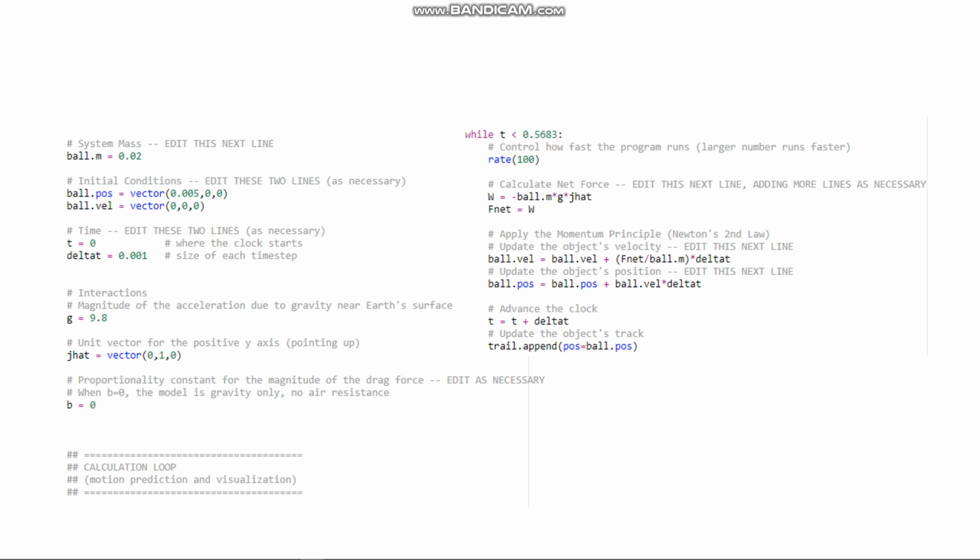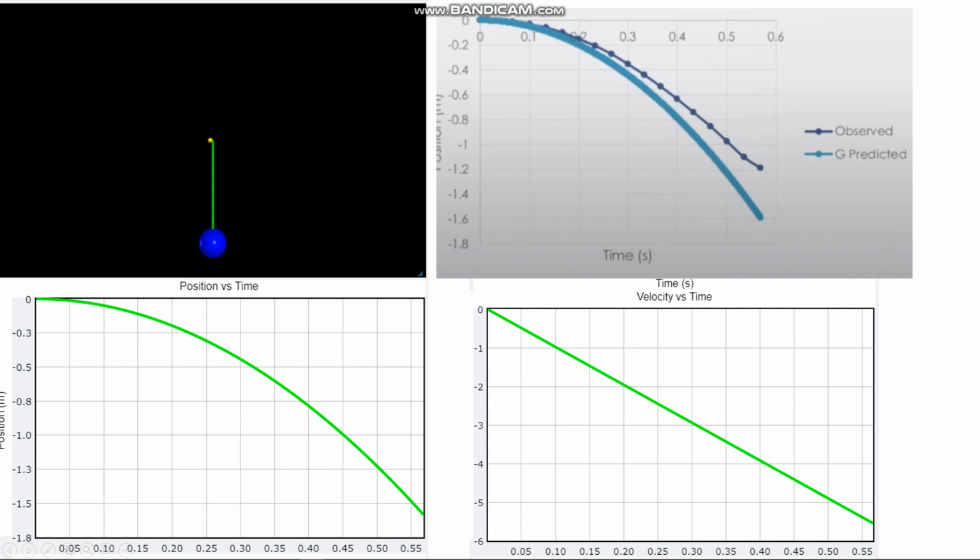So in order to calculate this, since this is the one just for gravity, W is going to be equal to the mass of the ball, which is 0.02, times gravity times the j hat direction, which is just going to be <0, 1, 0>. And then we go ahead and just use the velocity update formula, and then the position update formula shown here and here. And then we just update it and iterate until we get to 0.5683. So what this ends up looking like is the position graph shown and the velocity, and we can see that it's a constant slope. But whenever I actually plot this into Excel, I noticed that there was a high deviation, which means this isn't the best model possible.